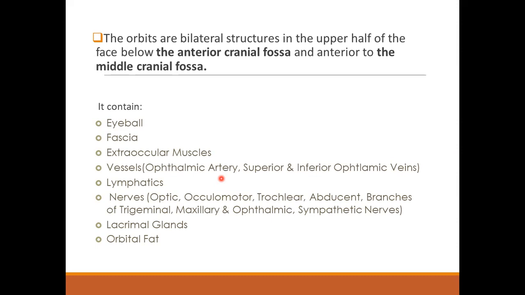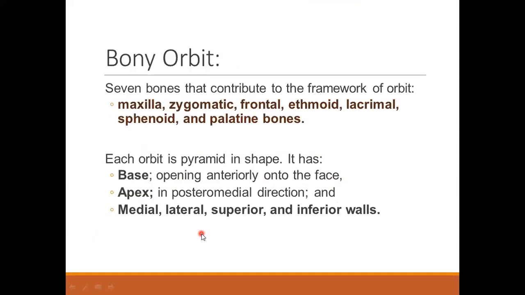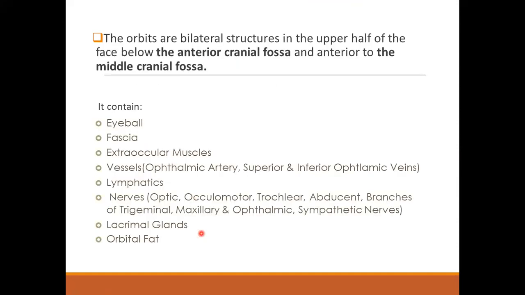The orbits are bilateral structures in the upper half of the face, below the anterior cranial fossa and anterior to the middle cranial fossa. They contain the eyeball, fascia, extraocular muscles, vessels, lymphatics, and nerves, including the optic, oculomotor, trochlear, and abducens nerves, branches of the trigeminal, maxillary, and ophthalmic, along with sympathetic nerves. Also the lacrimal gland, in its orbital part.